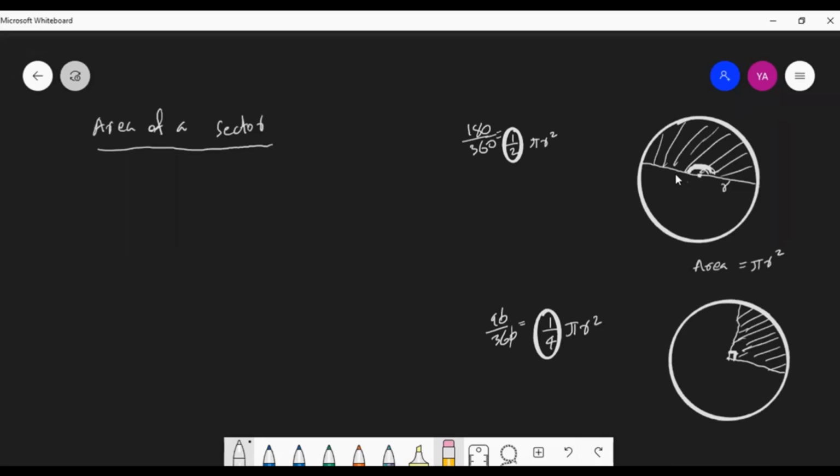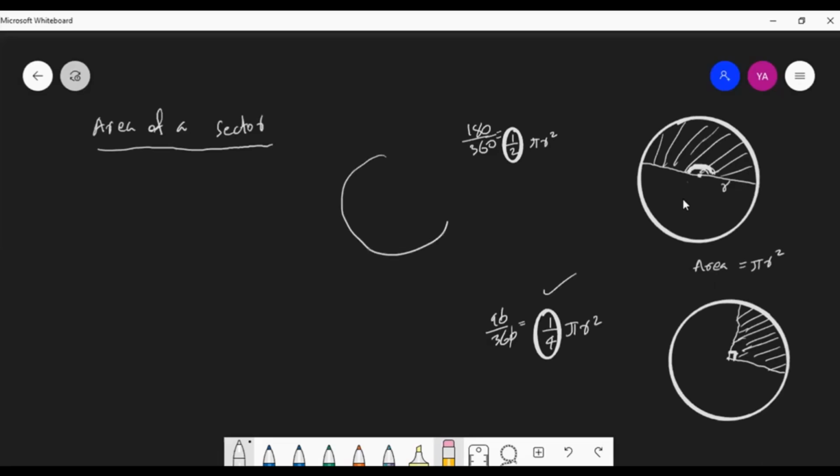So here is how we calculate the area: you take what fraction of the complete angle 360 is the angle of the given sector. That much fraction of the total area of the circle will be the area of that sector. If the angle of the sector is half of 360, then the area of that sector will be half of pi r square. If the angle of the sector is 1/4 of 360 degrees, then the area of that sector will be 1/4 of pi r square.